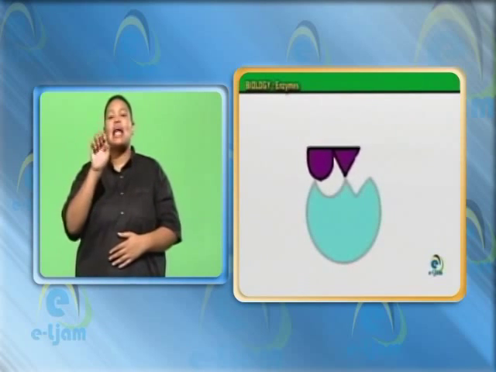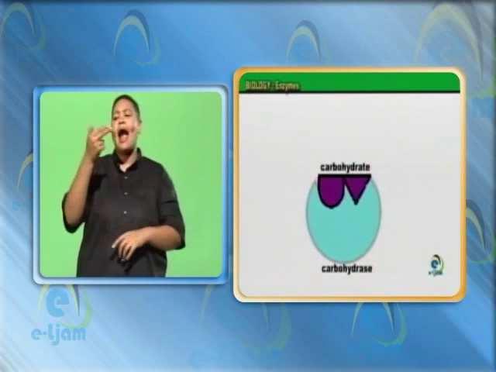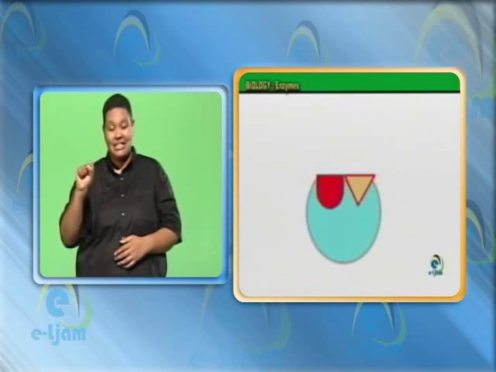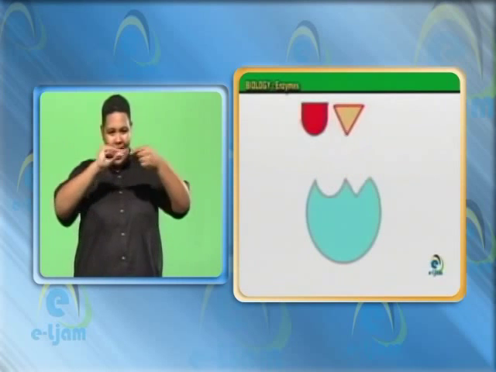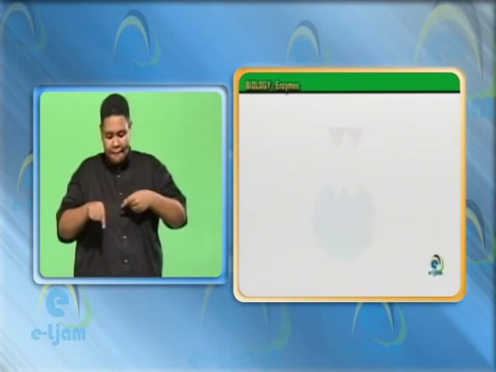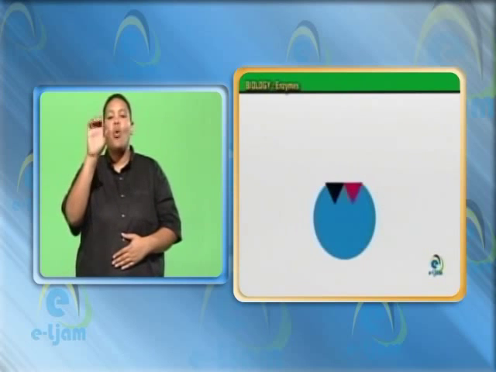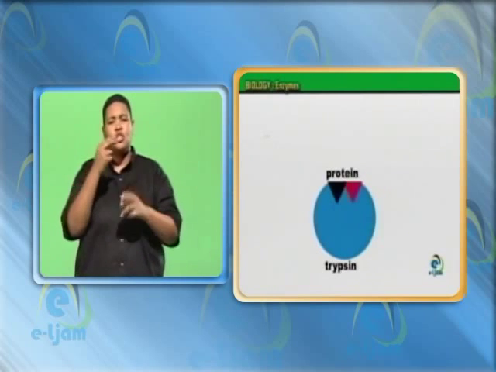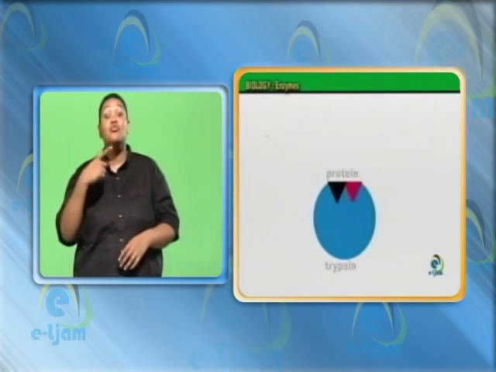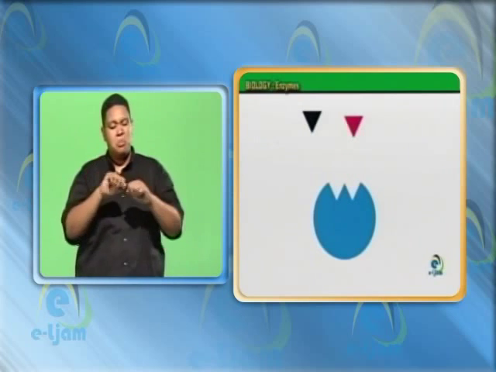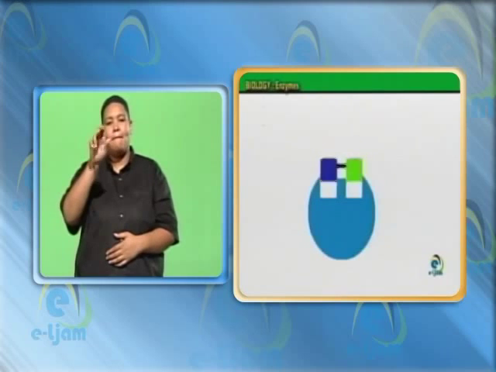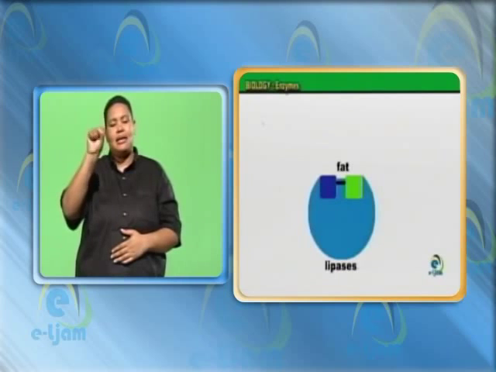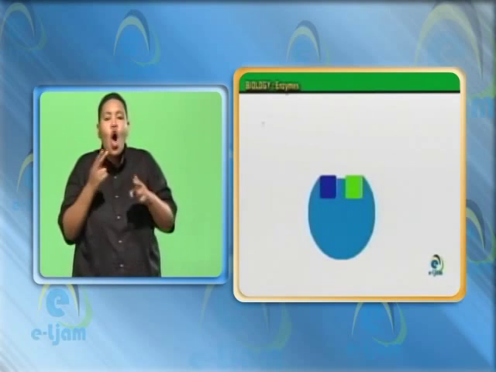Enzymes that break down carbohydrates are called carbohydrases. For example, amylase, which breaks down starch to glucose. Enzymes that break down proteins are called proteases. For example, trypsin, which breaks down proteins into smaller units called polypeptides. Enzymes that break down fats are called lipases. For example, lipase, which breaks down fats into smaller units called fatty acids and glycerol.